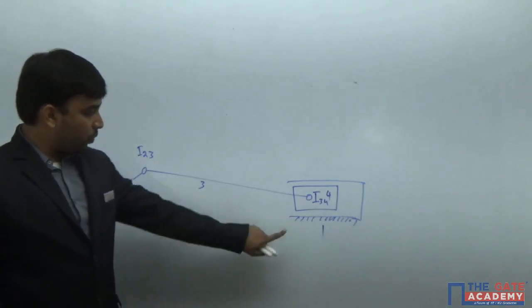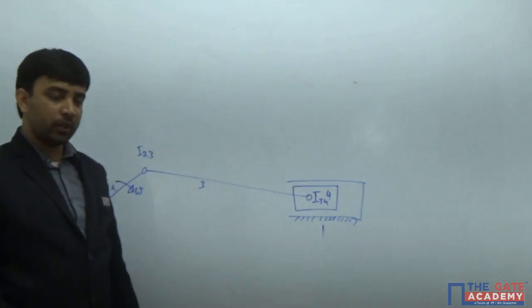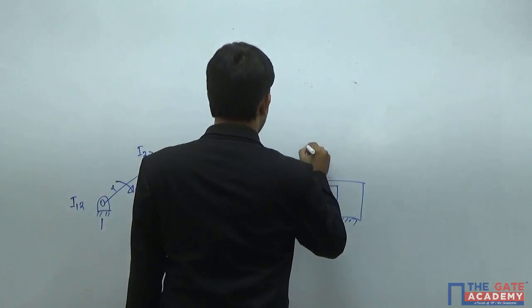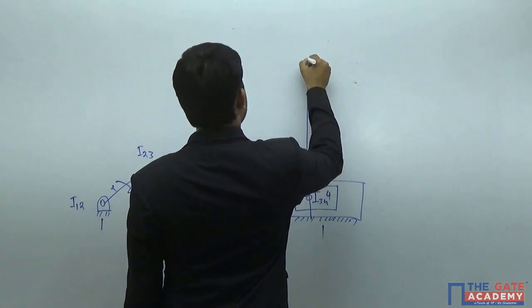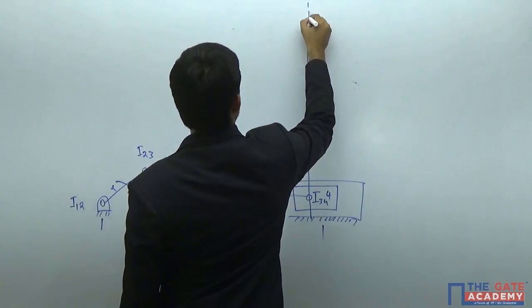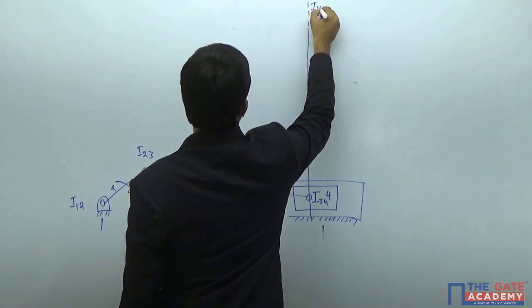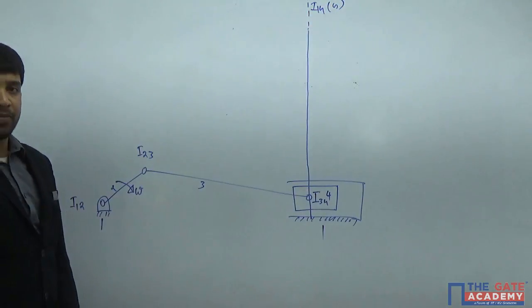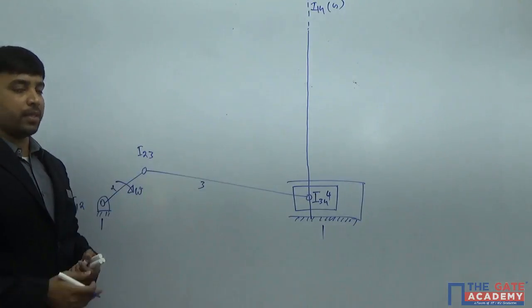You can see links 1 and 4 form a sliding pair. For a sliding pair, the instantaneous center lies at infinity, in the direction perpendicular to the plane of sliding. So I14 is at infinity, and its direction is perpendicular to the plane of sliding.